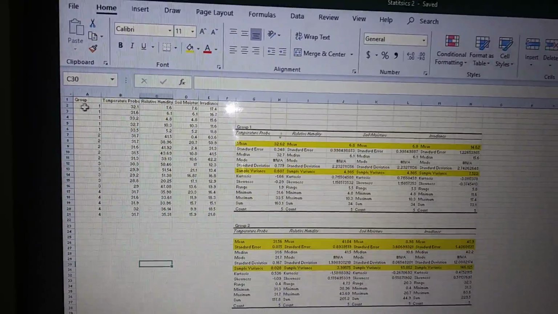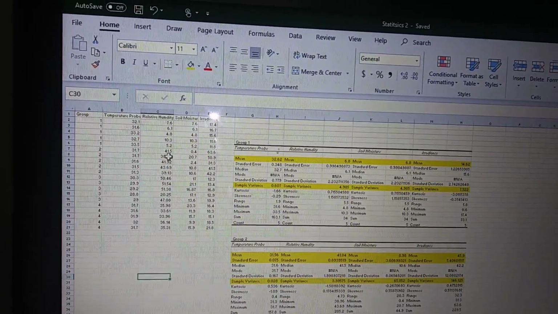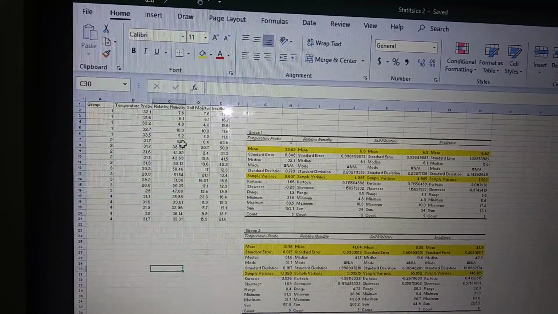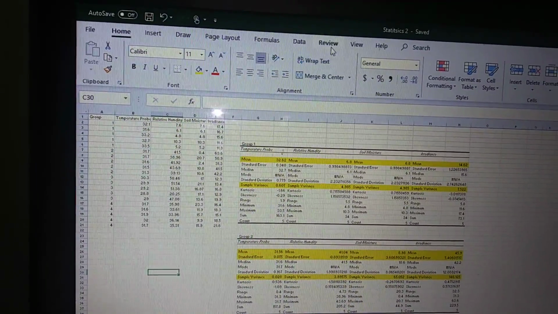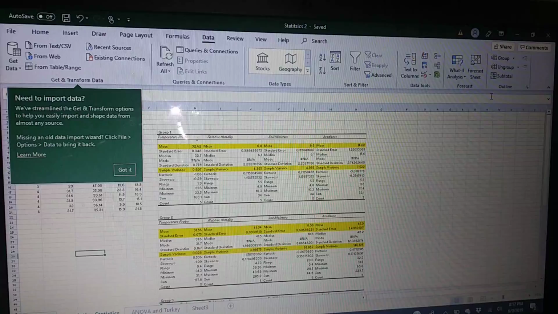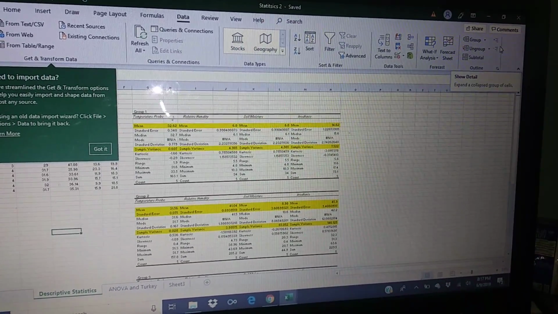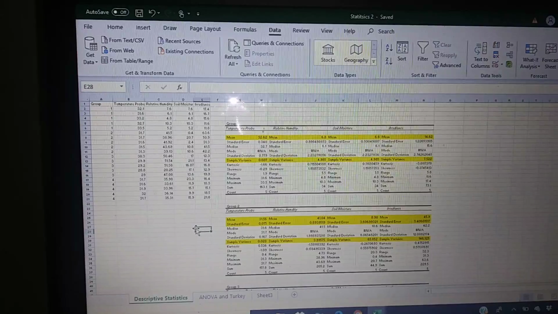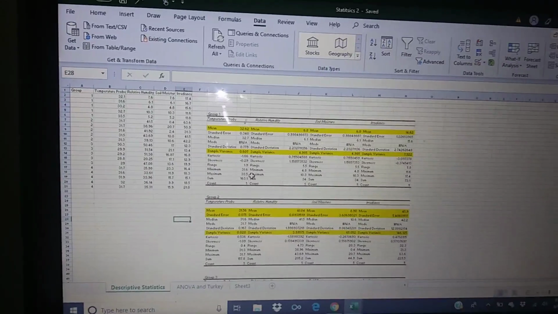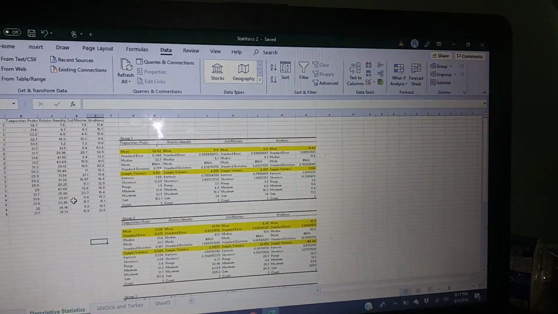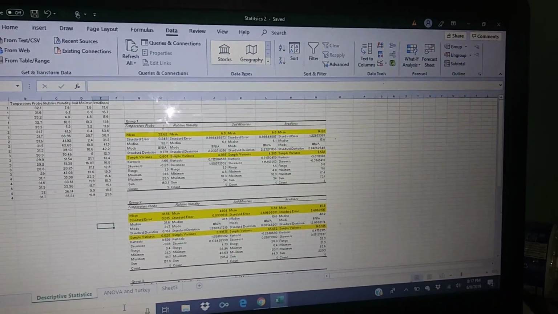The instructions inside the first document he put on D2L explain it pretty well, like how you download the add-ins, and then you go to data right here and do, well, it's not on this computer right now, but I had it on my other computer. But let's see. Okay, so let's go to the ANOVA in Turkey.